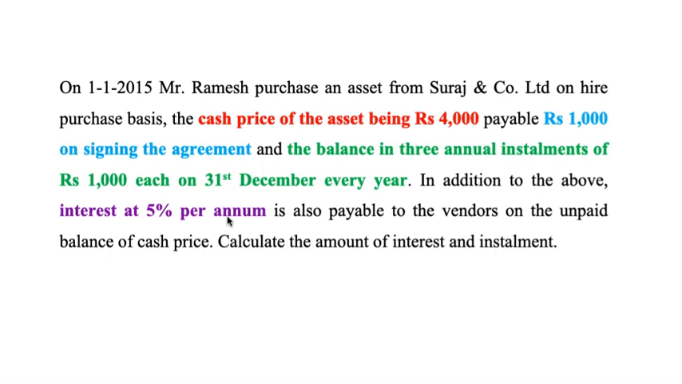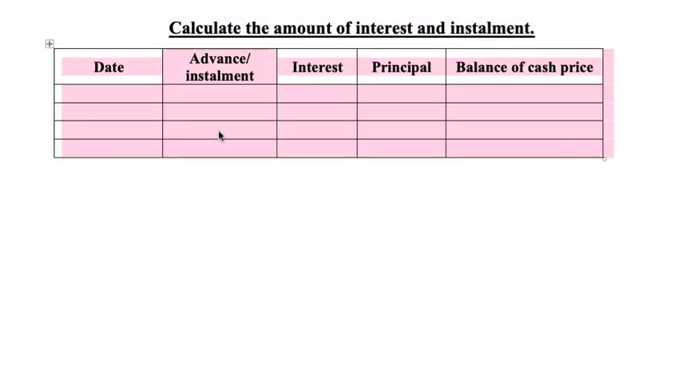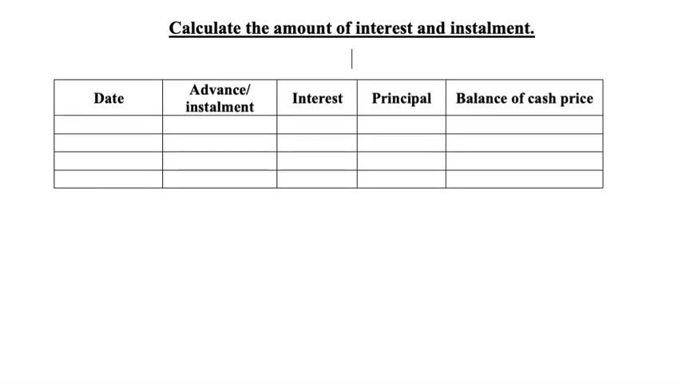So what do we have to calculate here? We have to calculate the amount of interest and installment. Now let us calculate the interest and the principal amount. So this is the heading that we have for that, and this is the table for calculation of interest and the installment amount. Here we have the cash price of 4,000 rupees, right?